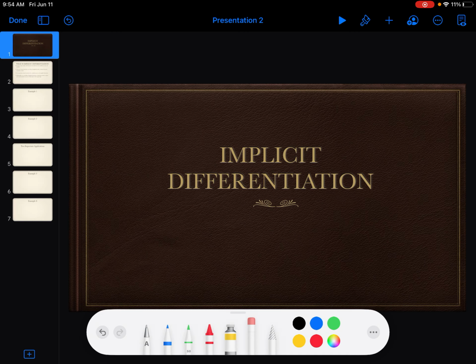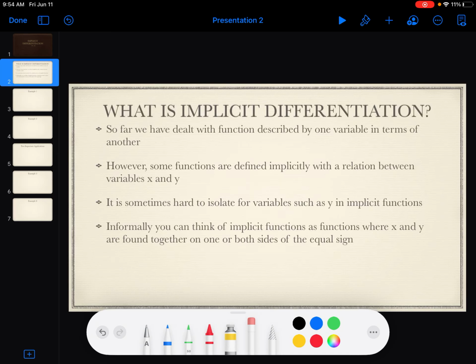It's also a topic that is very important because there are two very important applications that come out of implicit differentiation, and I'm not talking about word problems. They're very important because you need to know implicit differentiation in order to take the derivative of certain types of functions. And I'm going to talk about that in this video as well. So let's get into it.